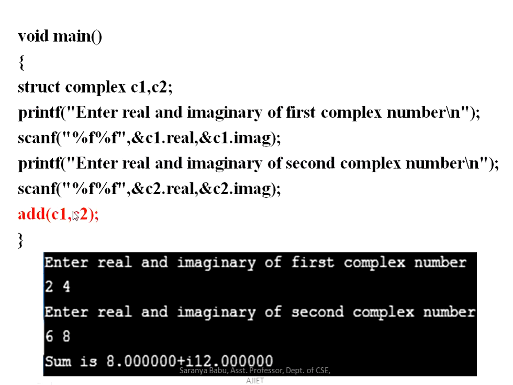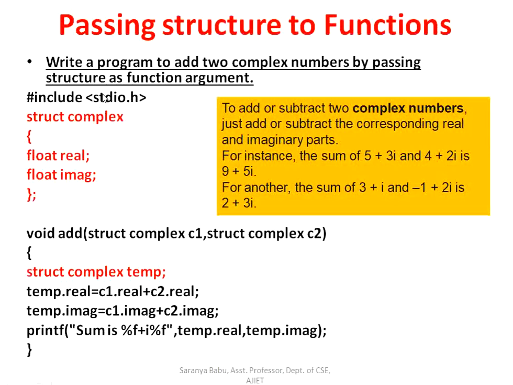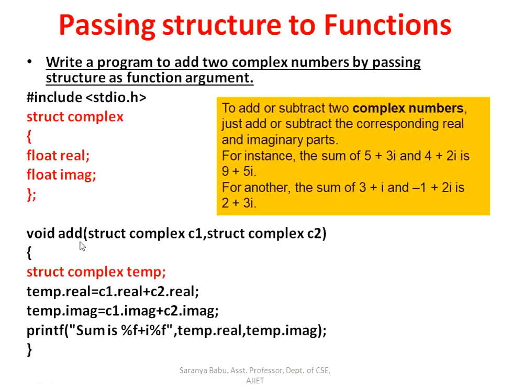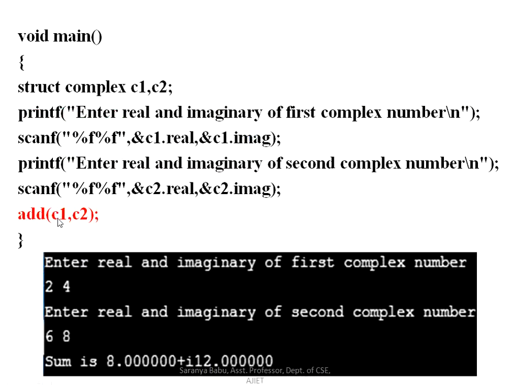Fine. So in the main function, you are declaring the structure variables. Struct complex, two variables I want, c1, c2. Enter the real and imaginary of first complex number, c1.real, c1.imaginary. Enter the real and imaginary of second complex number, c2.real and c2.imaginary. Then just call the function add. How will you call add? add(c1, c2), because c1 and c2 have the values. So like this you will get the output. Fine.